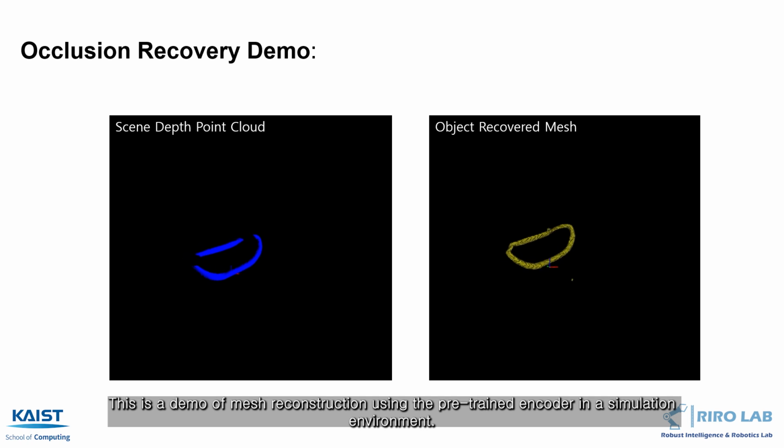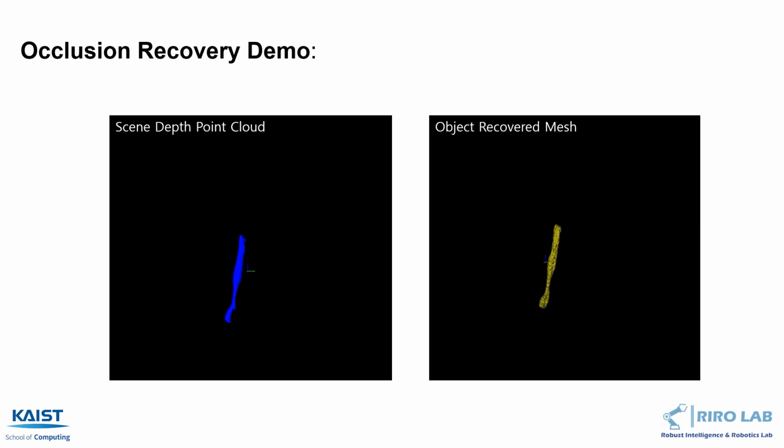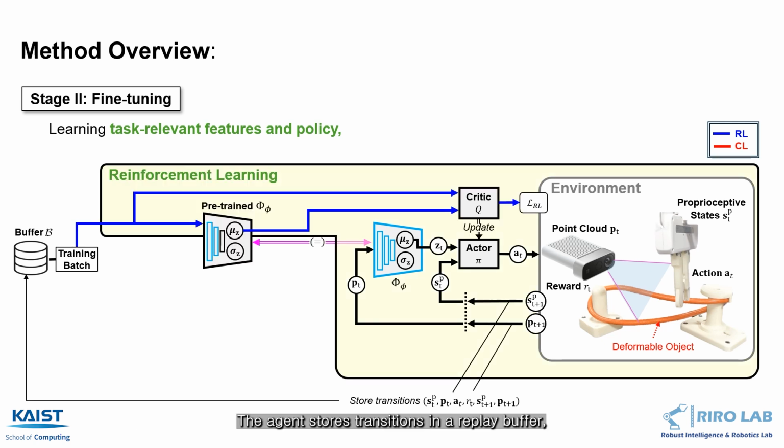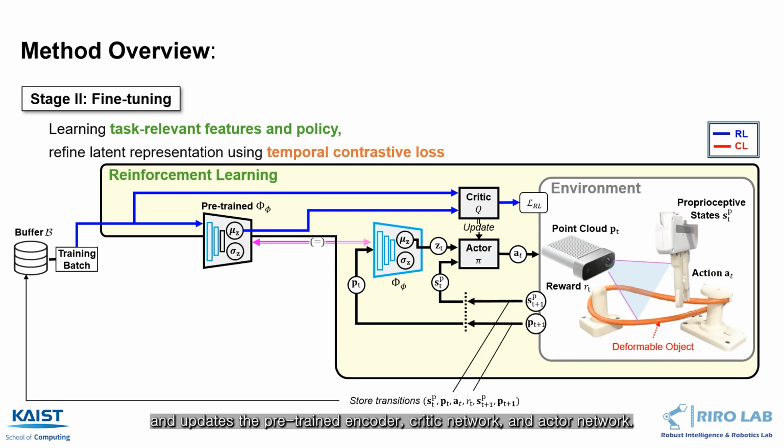This is a demo of mesh reconstruction using the pre-trained encoder in a simulation environment. In the fine-tuning stage, we learn task-relevant features and policies through reinforcement learning. The agent stores transitions in a replay buffer and updates the pre-trained encoder, critic network, and actor network.